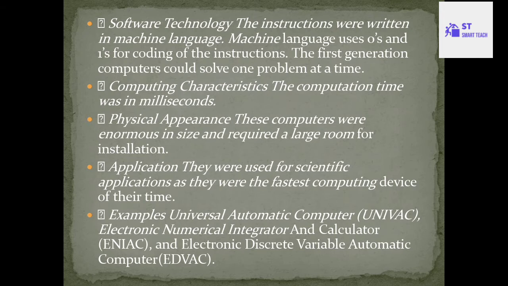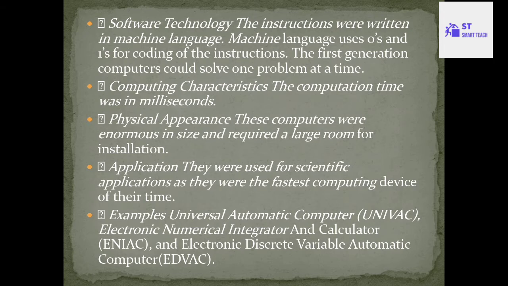Next, characteristics. Computation time was milliseconds, so here one task was completed in milliseconds. Third, physical appearance: these computers were enormous in size and required a large room for installation. So the first generation computers are very large in size. Application: they were used for scientific applications. They were the fastest computing device of their time. So at that time vacuum tube computers were the fastest.